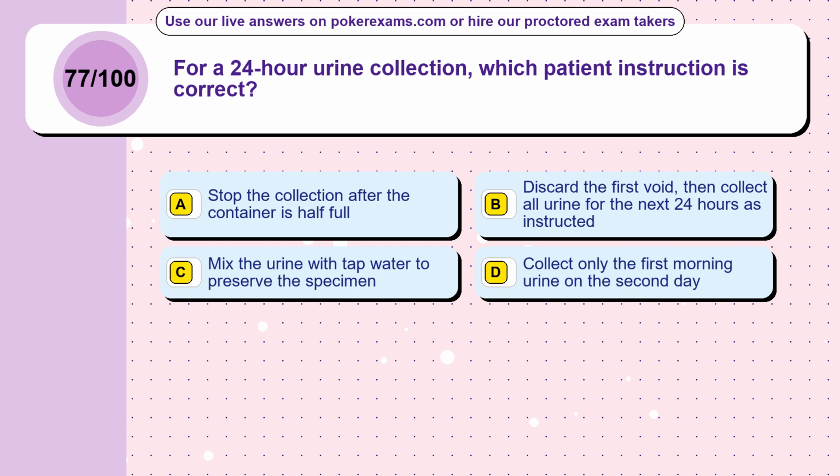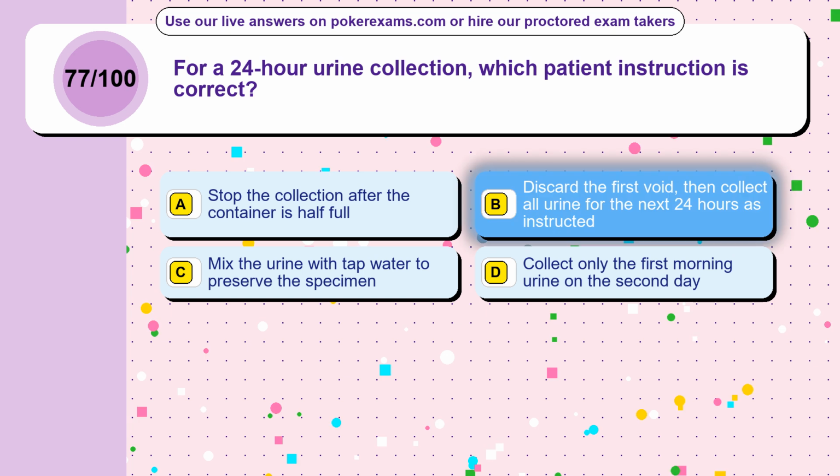Question 77. For a 24-hour urine collection, which patient instruction is correct? Option A. Stop the collection after the container is half full. Option B. Discard the first void, then collect all urine for the next 24 hours as instructed. Option C. Mix the urine with tap water to preserve the specimen. Option D. Collect only the first morning urine on the second day.